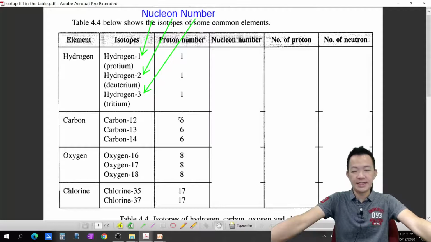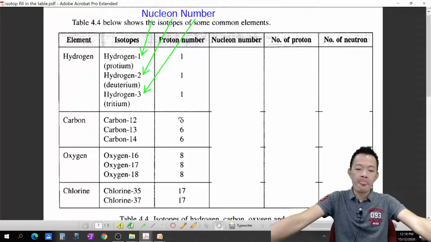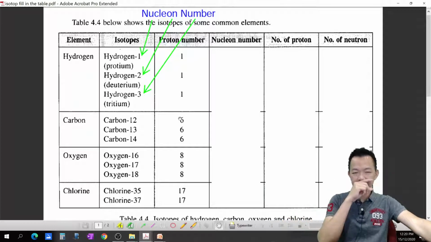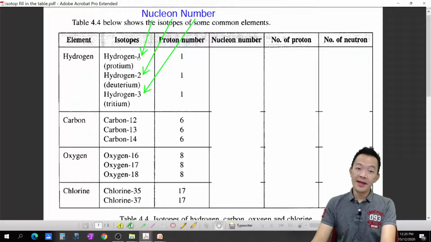Pause the video and start now. The nucleon number is stated behind the name of the atom.